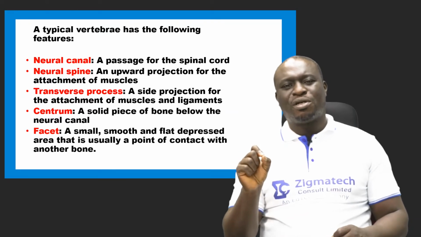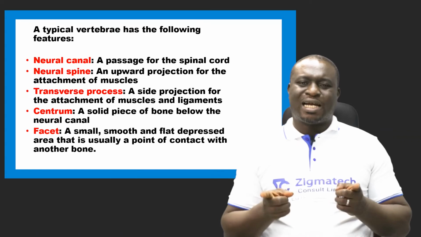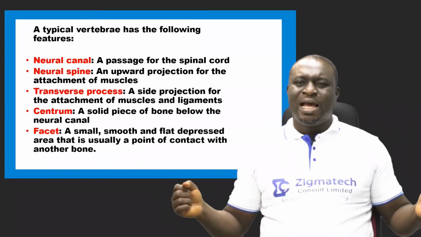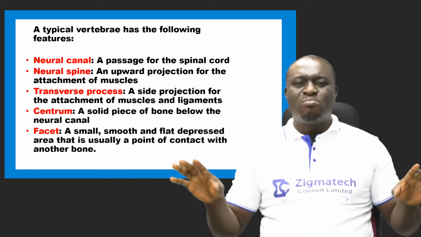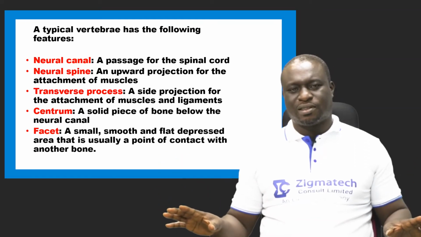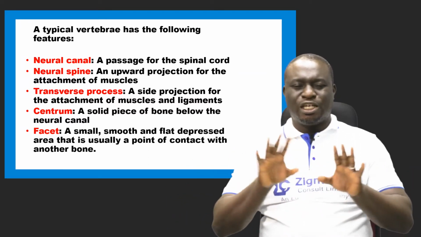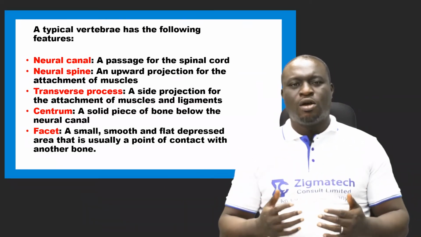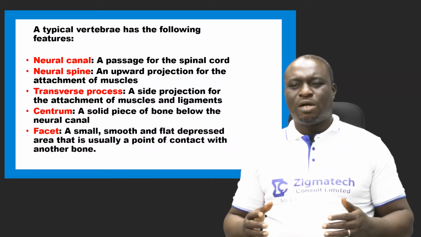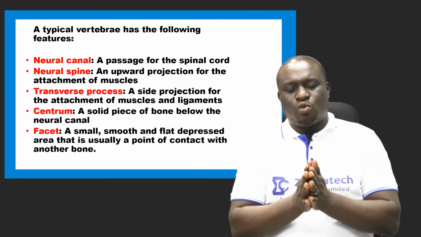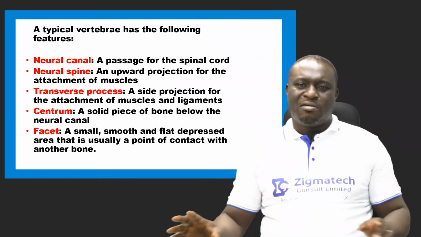We also have number 3, which is called the transverse process. I told you they are side projections, and these side projections provide attachment of muscles and ligaments. We have the centrum, which is just a solid piece of bone below the neural canal. And then we have the facets, which help to connect one vertebrae to another vertebrae.